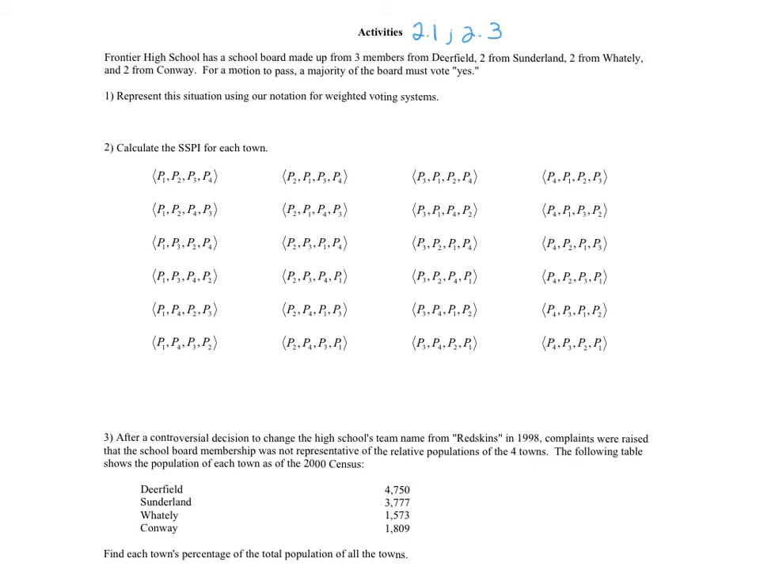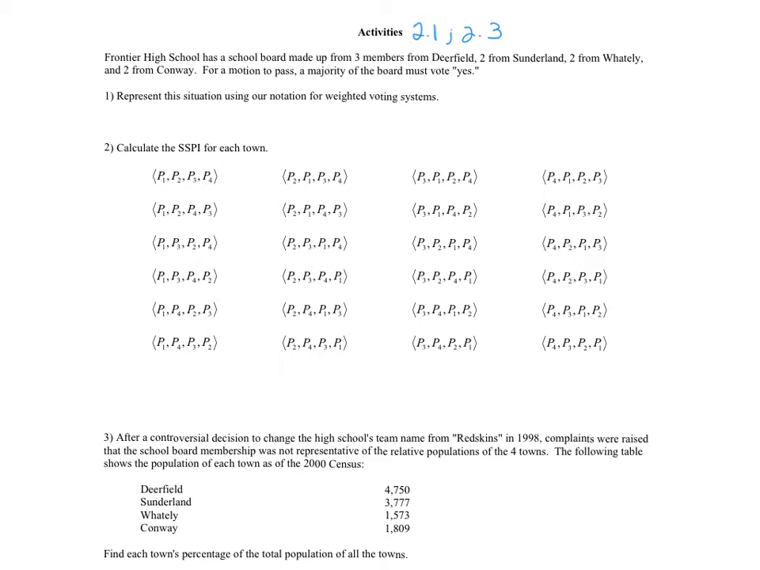These are the activities for lesson 2.1, 2.3 for Math 117. Frontier High School has a school board made up of 3 members from Deerfield, 2 from Sunderland, 2 from Whately, and 2 from Conway. For a motion to pass, a majority of the board must vote yes.